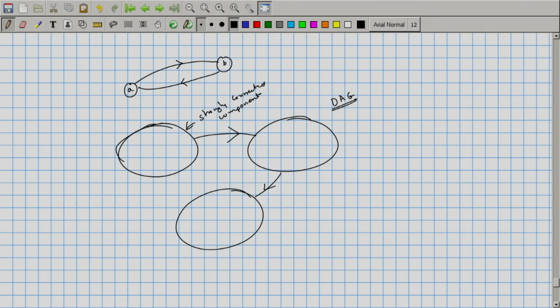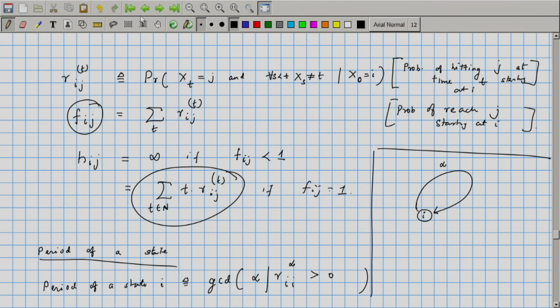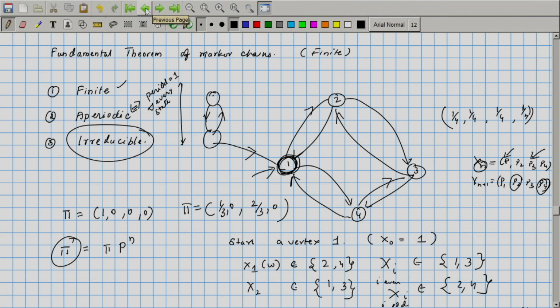And if we look at the strongly connected components for the Markov chains that we were looking at, if it has precisely one strongly connected component, then those kinds of graphs are called irreducible graphs, or irreducible Markov chains. Okay. So, we have understood the three components of the fundamental theorem. First of all, the Markov chain should be finite. Second, it should be aperiodic, and third, it should be irreducible. Under these conditions, the Markov chain will have a unique stationary distribution. And how we can compute that, that also we will see in the next lecture.